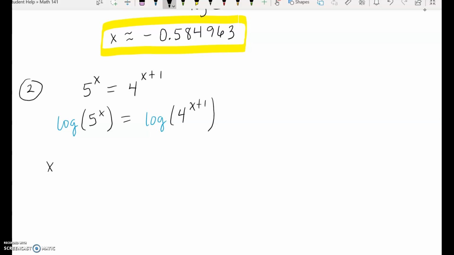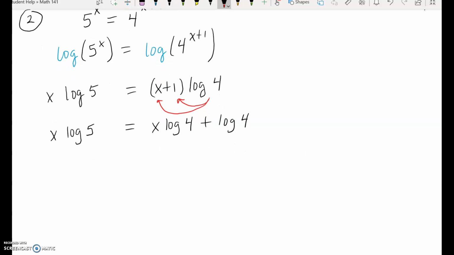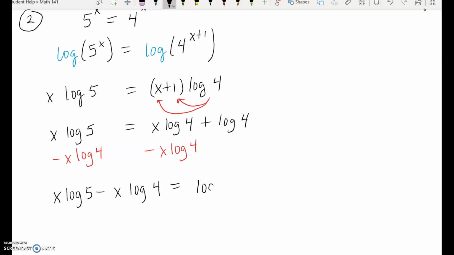So I'll have x times the log of 5. And then I'll have x plus 1 times the log of 4. Now, similar to the last problem, this log of 4 will be distributed to both items in the parentheses. So we'll have x times log of 4 plus log of 4. And I want to have all the x's together on the same side. So what I'll do next is subtract x log 4 from both sides so that I can get all the x's onto the left. And then I'm going to have x log 5 minus x log 4 equals log 4.